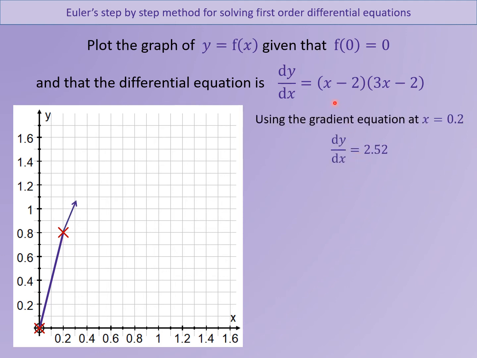So there we go. I put 0.2 into there, put 0.2 into there. I work out my gradient. I know now that at that point, my gradient is 2.52. What I don't know is whether that point is correct. It might be down here, it might be up here. Okay, I don't know that.